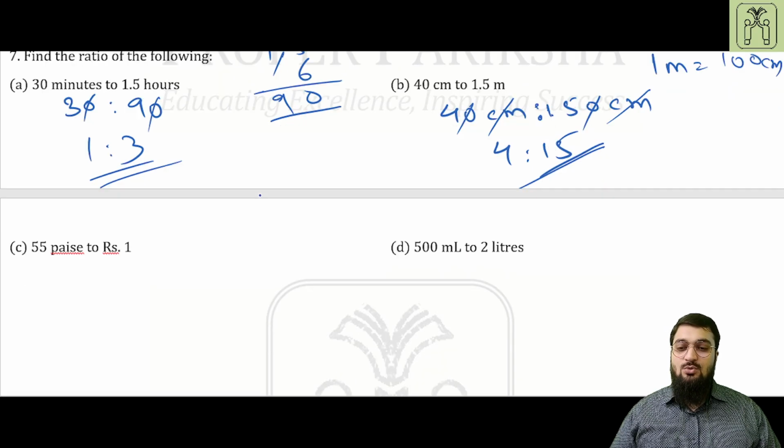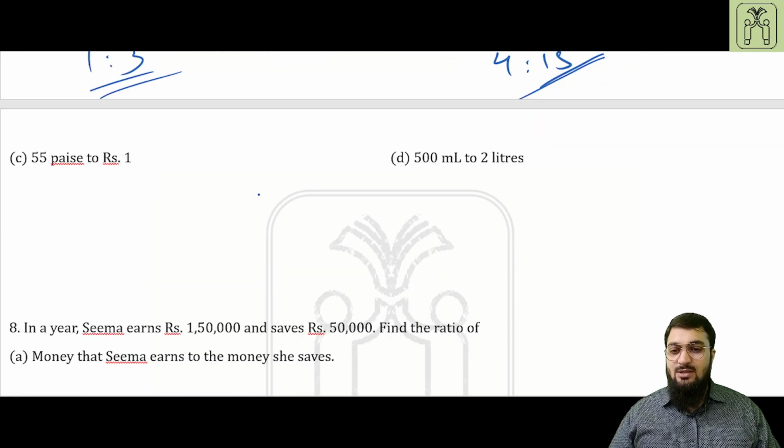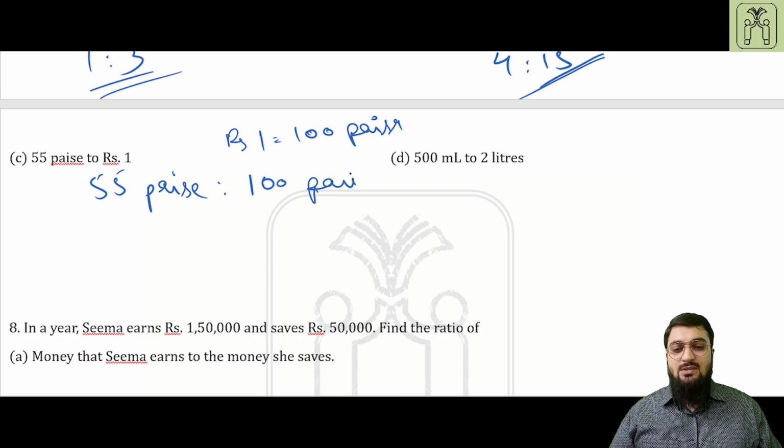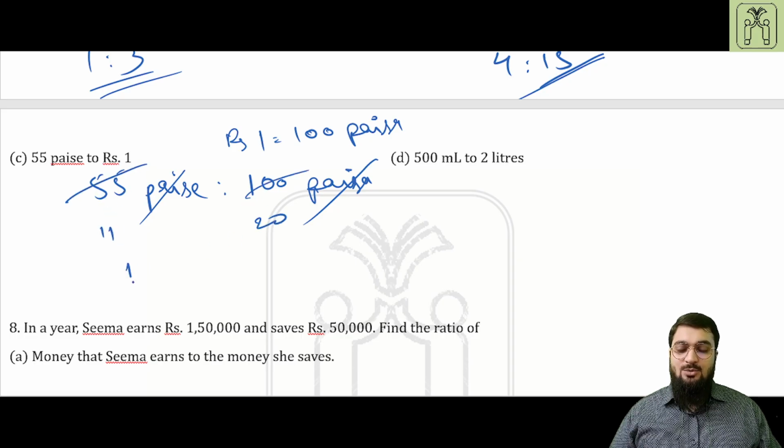55 paisa to rupees 1. 55 paisa is to 1 rupees. So 1 rupees is equal to 100 paisa, and that will be the 100 paisa. Paisa cancelled out, and 55 and 100, so 5 11 times, and 5 20 times, so answer will be 11 is to 20.